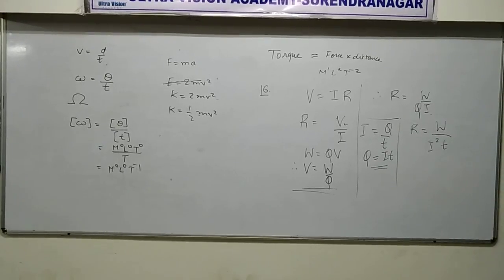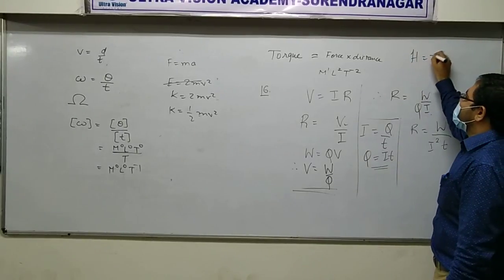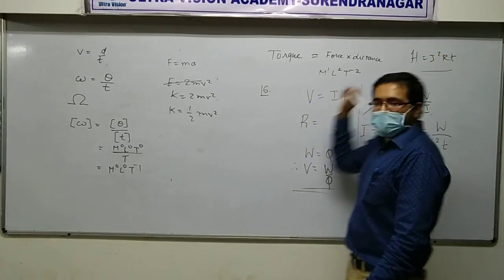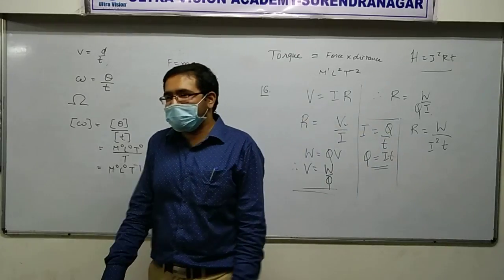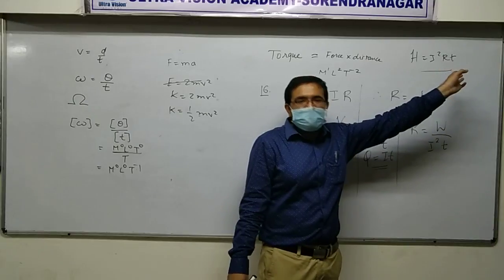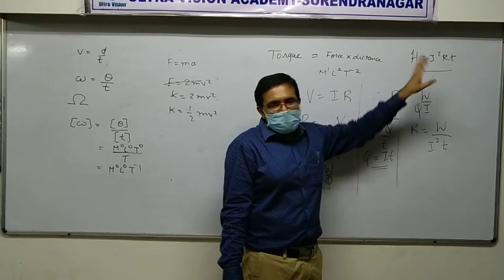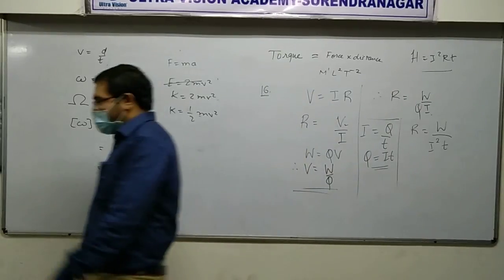Start. Our formula H is equal to I square RT. How many of you knew that? Okay, this is the same actually. Right? Nevertheless, now nothing can be done about it.